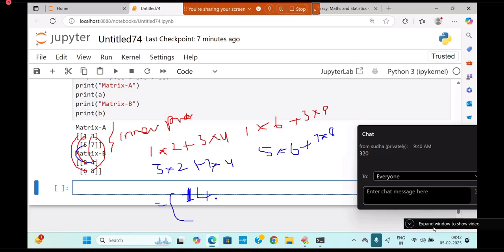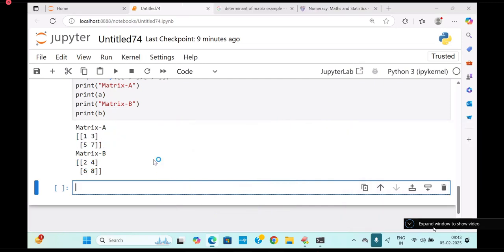14. And next is 6 plus 24, which is 30. This is 3 into 2. 6 plus 28, come on, 34. 5 into 6 is 30. 7 into 8 is 56. It is 86. This is the inner product of two matrices.